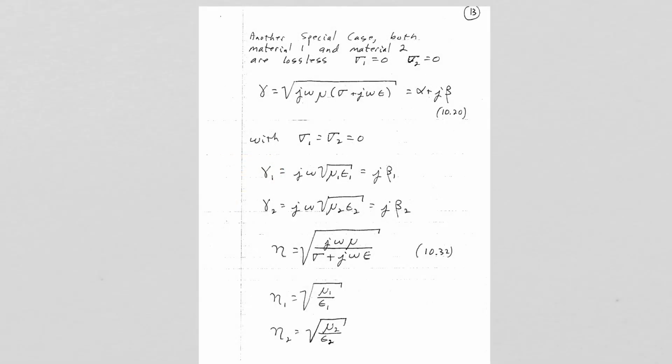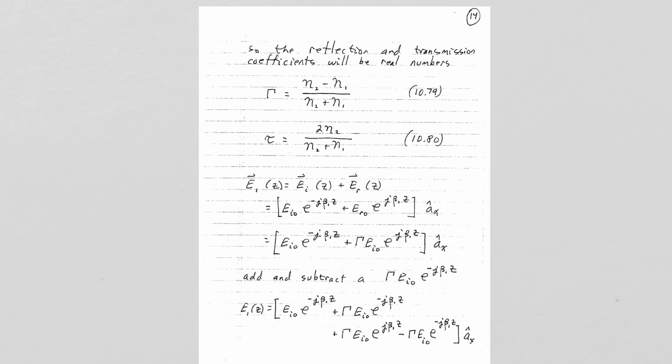The next special case we're going to look at is where both materials are perfect dielectrics. So the conductivity of material 1 and material 2 is 0. So we do not have an attenuation constant, and the intrinsic impedances in the two materials are both real numbers. Some of our incident wave will be transmitted because now our transmission coefficient will be non-zero.